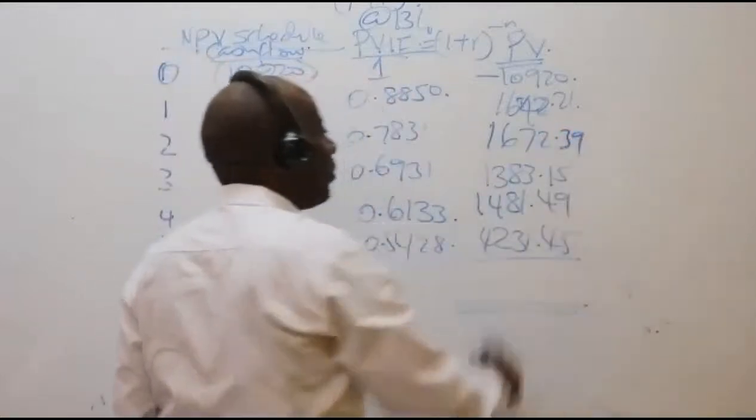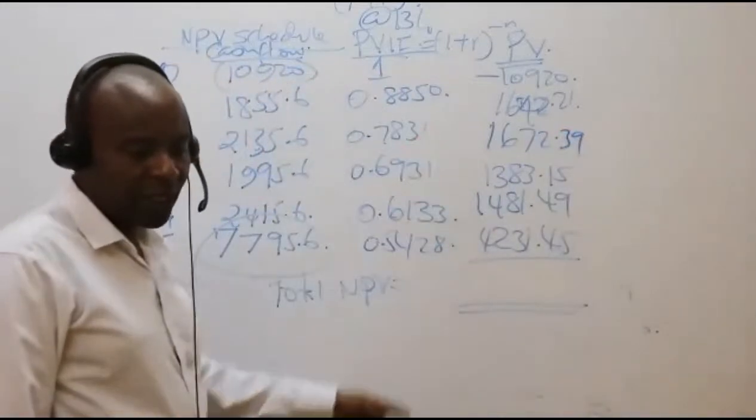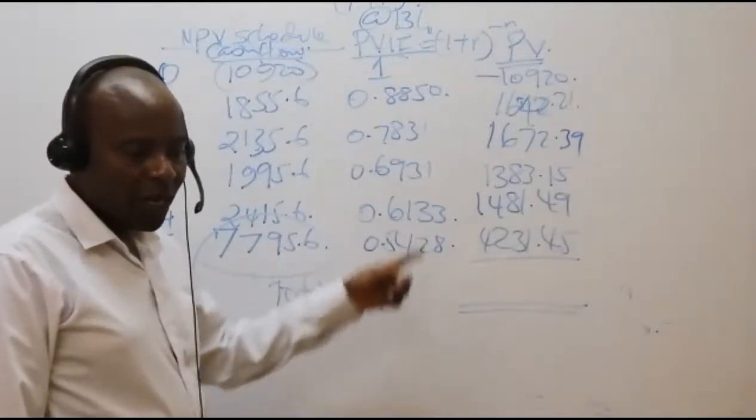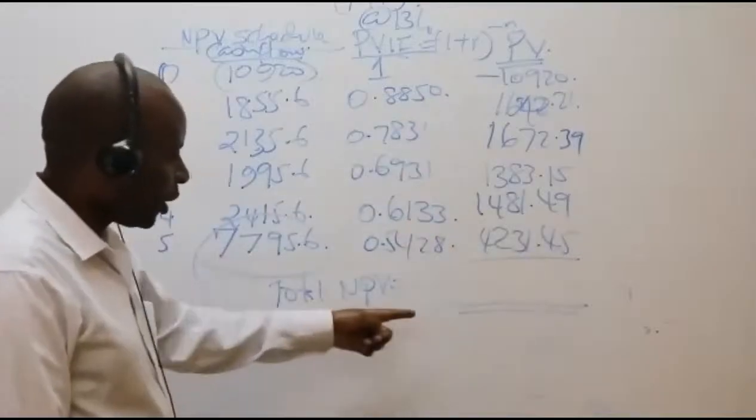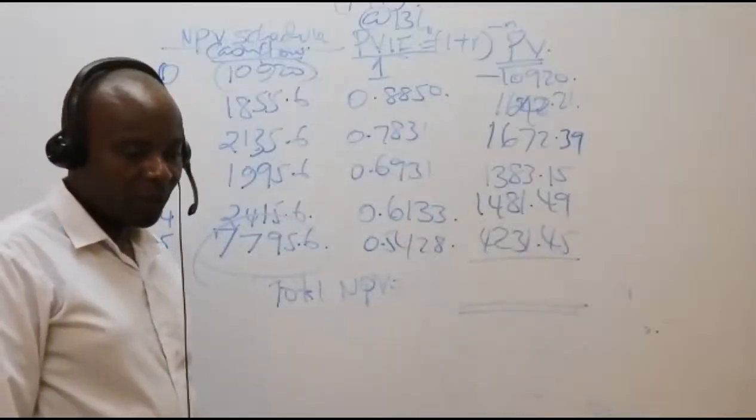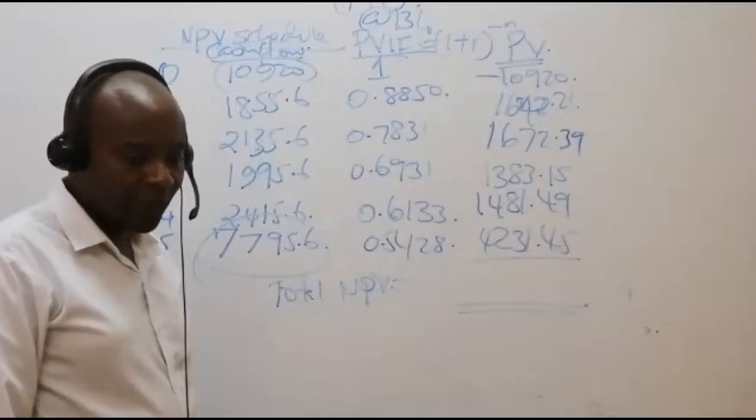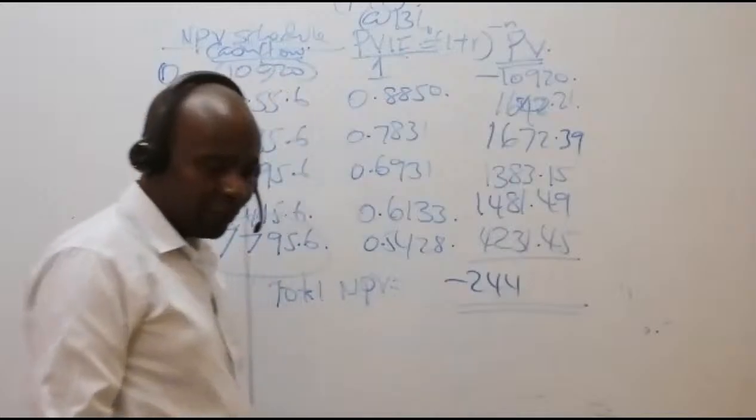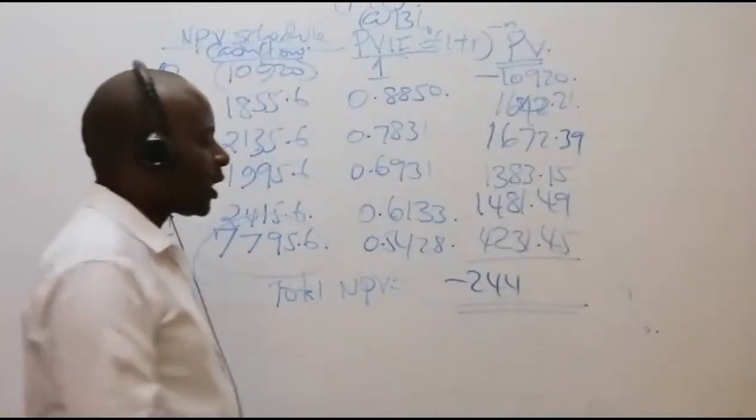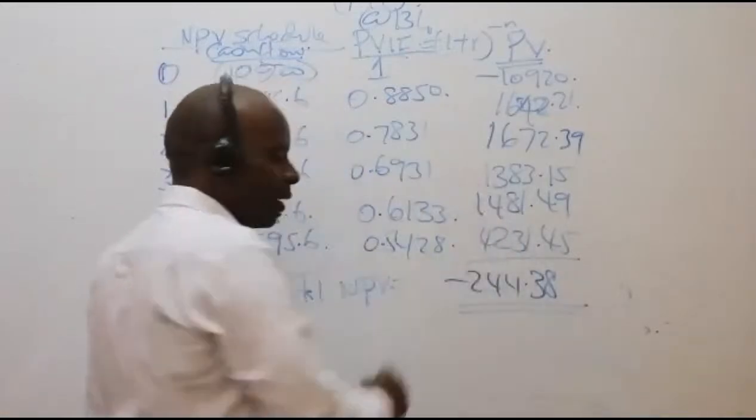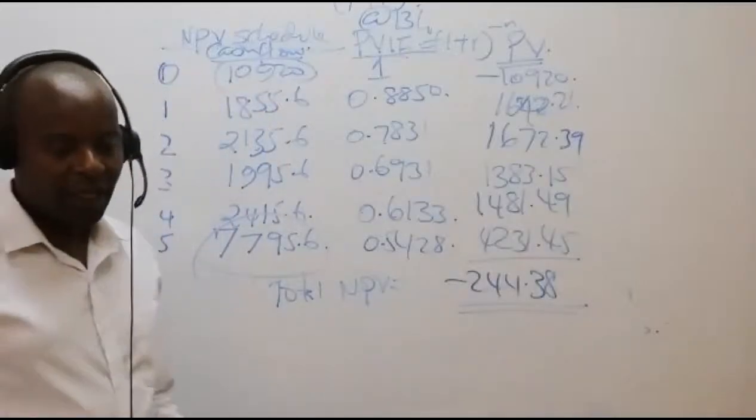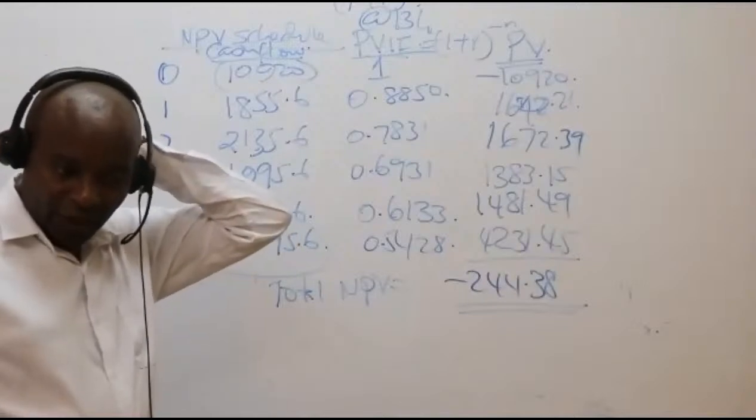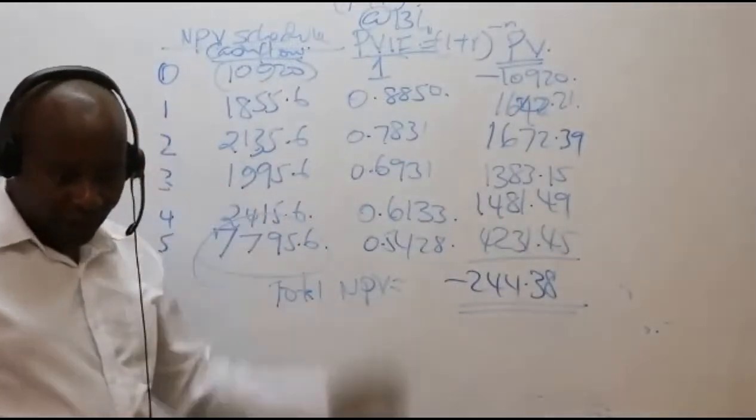So now I suppose that all our figures are correct. So then could you kindly give us the total net present value? The total net present value, which will end up giving us negative 244, negative 244. Can somebody else confirm this? Negative 244.38. Carol says no, negative 457.